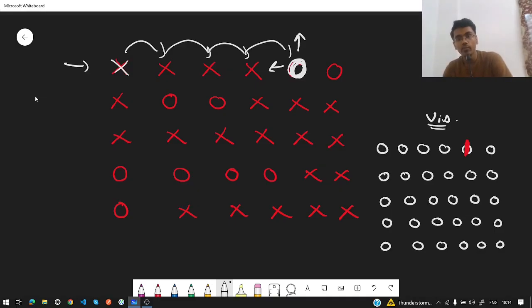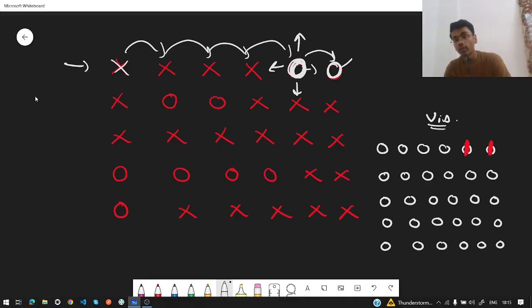We will check left. Left is x, so we do nothing. Downwards is again x, so we do nothing. Rightwards we found a 0. Now these two zeros are connected, so that means this 0 will also not be converted to x. Now if this will not be converted to x, we need to mark this as 1 in our visited matrix.